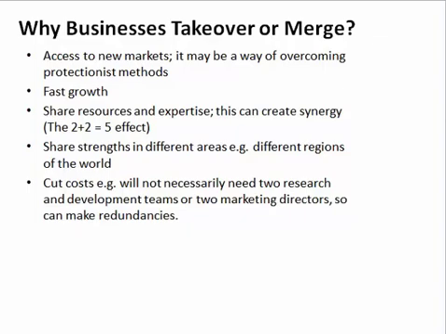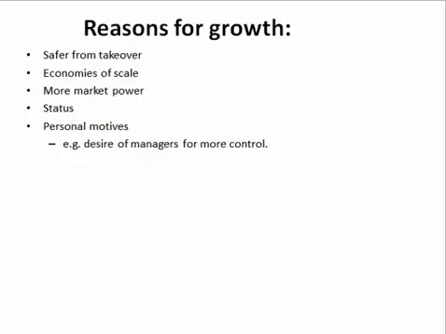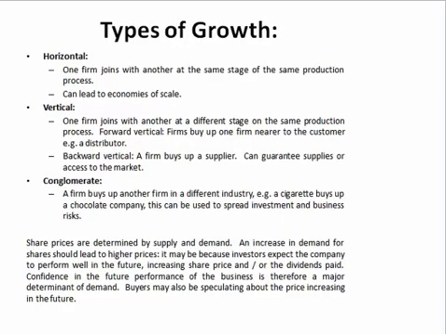Cut costs. For example, it will not necessarily need 2 research and development teams or 2 marketing directors and so can make redundancies. Reasons for growth: safer from takeover, economies of scale, more market power, status, personal motives, for example desire of managers for more control. Types of growth: horizontal, with one firm joining another at the same stage of the same production, this can lead to economies of scale. And vertical, where one firm joins another at a different stage of the same production process.